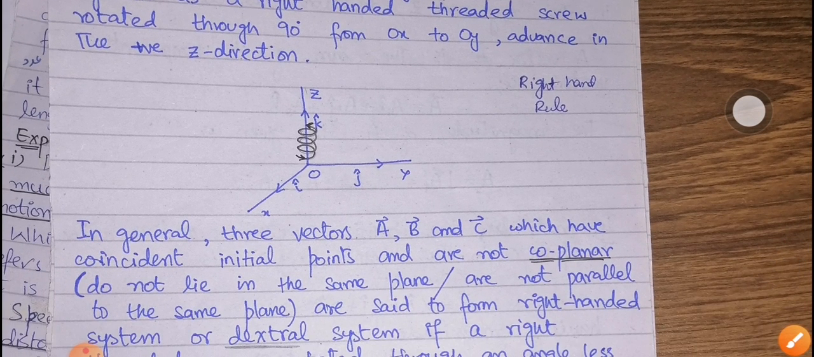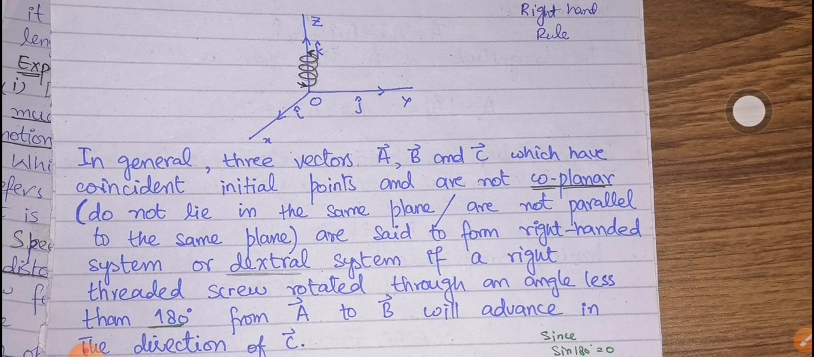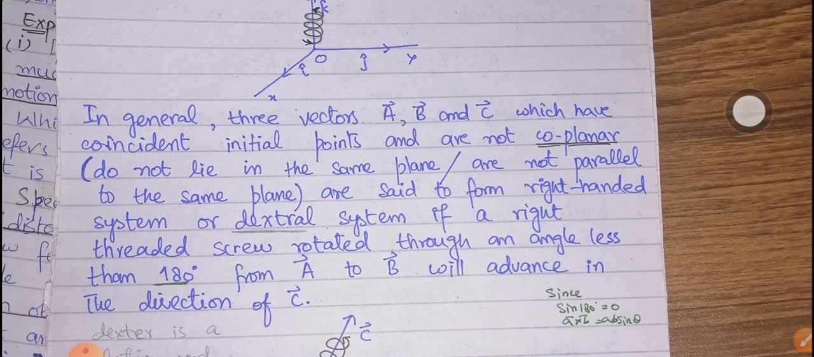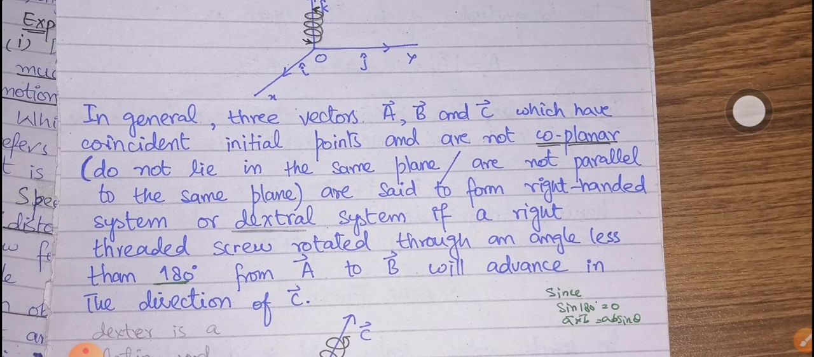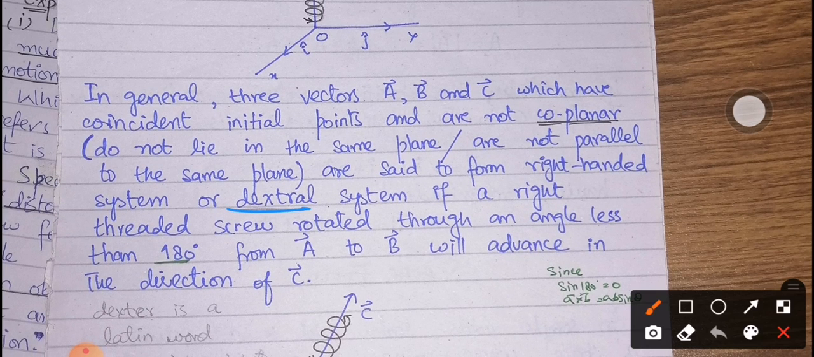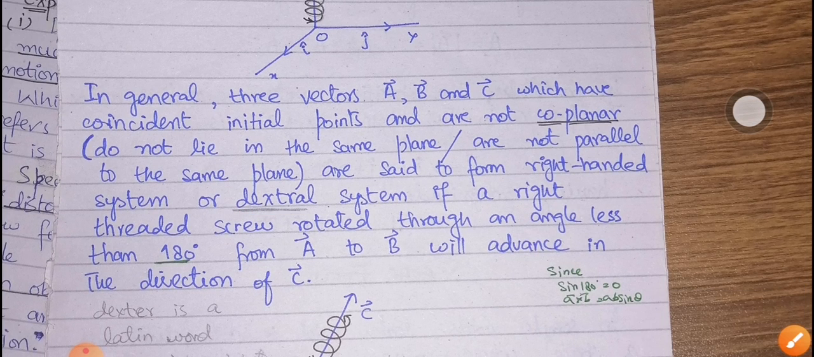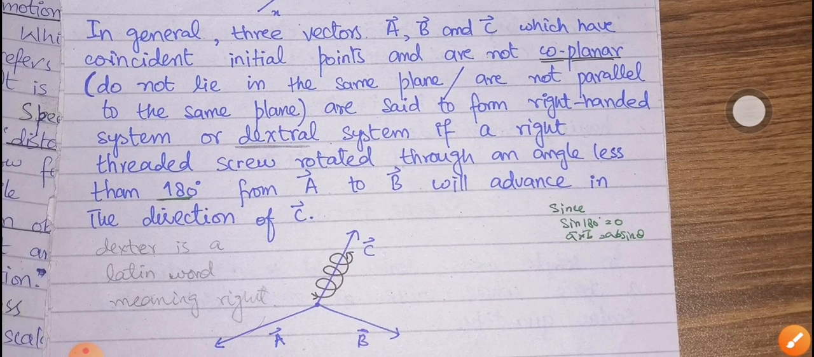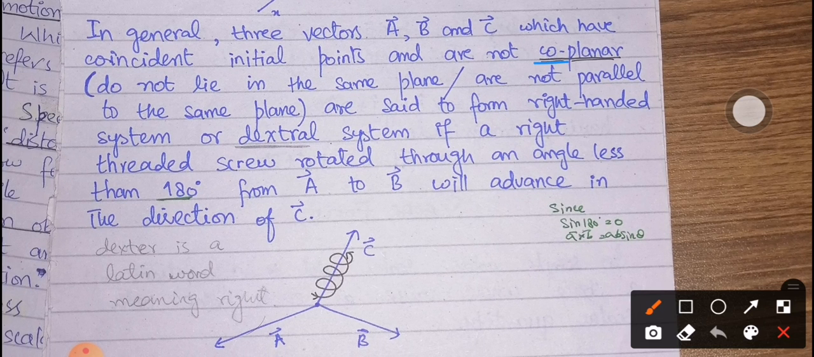It is not necessary that i, j, k always construct a rectangular coordinate system. Any vectors a, b and c that satisfy this right-handed rule are said to construct a right-handed system or dextral system. For example, for any vectors a, b and c that are not coplanar, meaning they are not lying in the same plane, or the vectors that are not parallel to the same line.